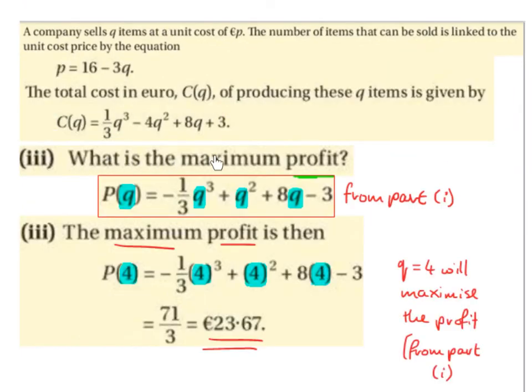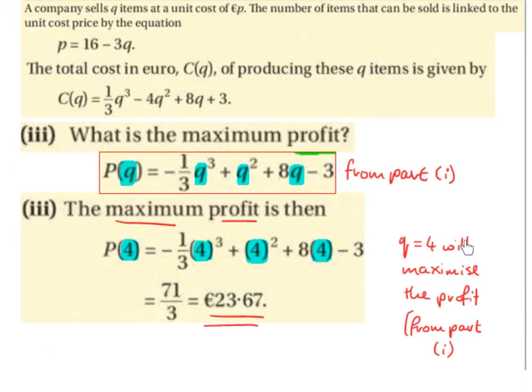Part 3. What is the maximum profit? So we know that P of Q is equal to minus a third Q cubed plus Q squared plus 8Q minus 3. We got that from part 1. So the maximum profit is going to be P of 4, which is equal to minus a third times 4 cubed plus 4 squared plus 8 times 4 minus 3, which is equal to 71 over 3, which is 23.67 euro to 2 decimal places. So Q equal to 4 will maximize the profit. We got Q equals 4 in part 2.